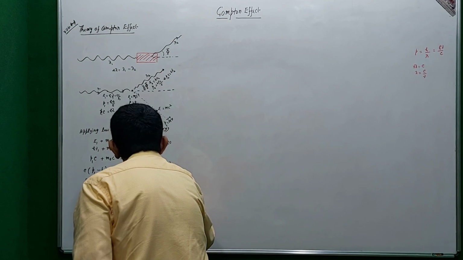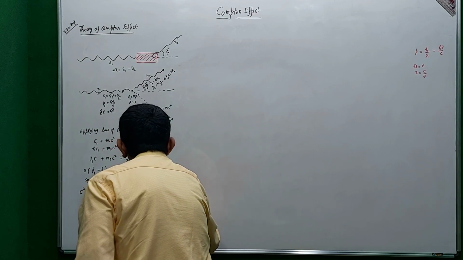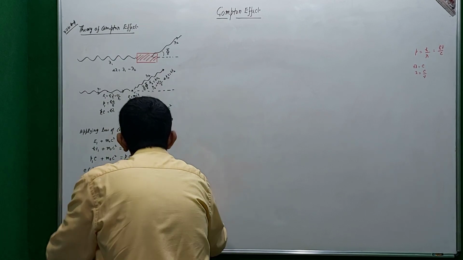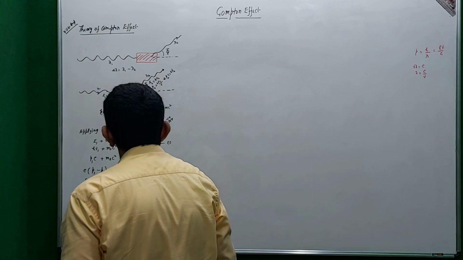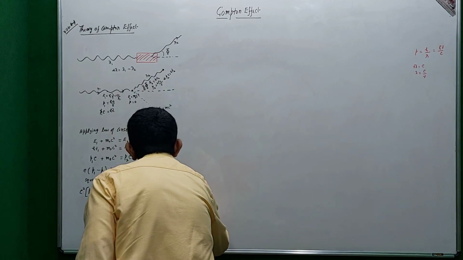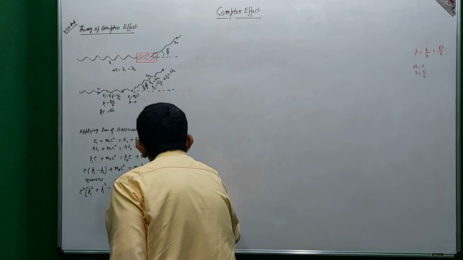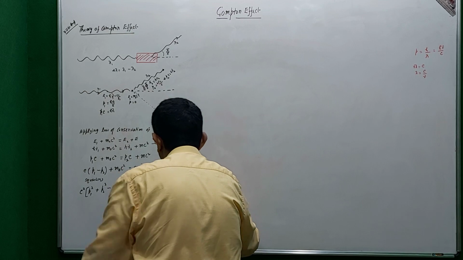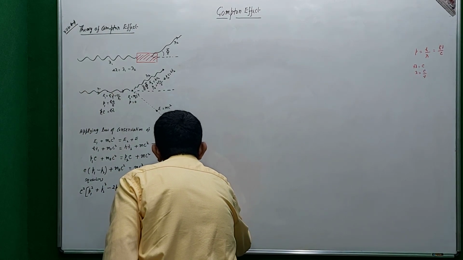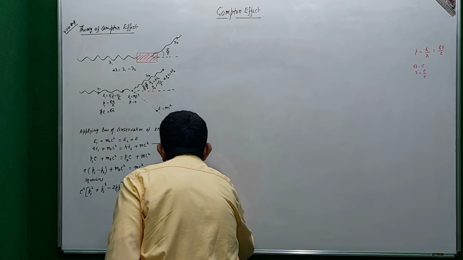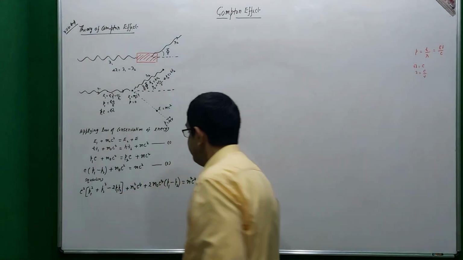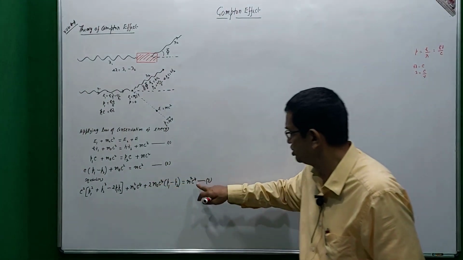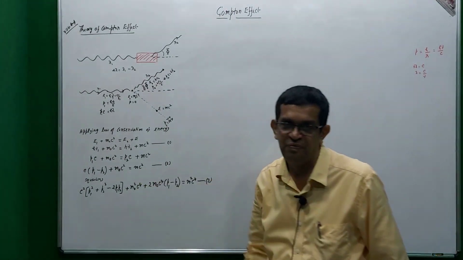What is the next term? 2 m naught c square, c square into c, therefore it becomes c cube. Please check, I may have made a mistake also. P1 minus P2, you are squaring this one. Therefore this becomes m square c to the power 4. I will write this as equation 3. With a slight mathematical jugglery, we get m square c to the power 4.